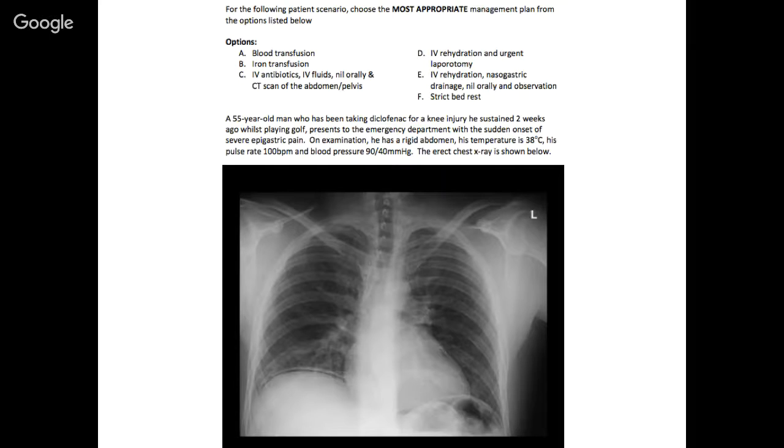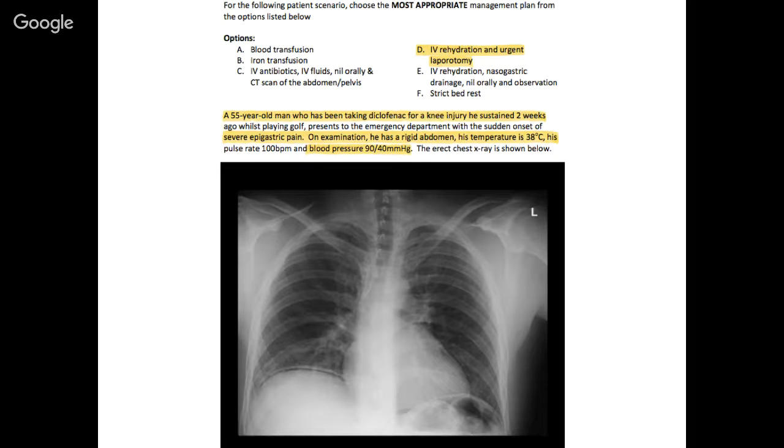Does anyone know what the X-ray shows? Pardon? What's that? What do you mean? Oh, yeah. Oh, not bowel perforation. Oh, but perforation, yeah. Pardon? Someone said it behind you? Yeah, gastric ulcer perforation.